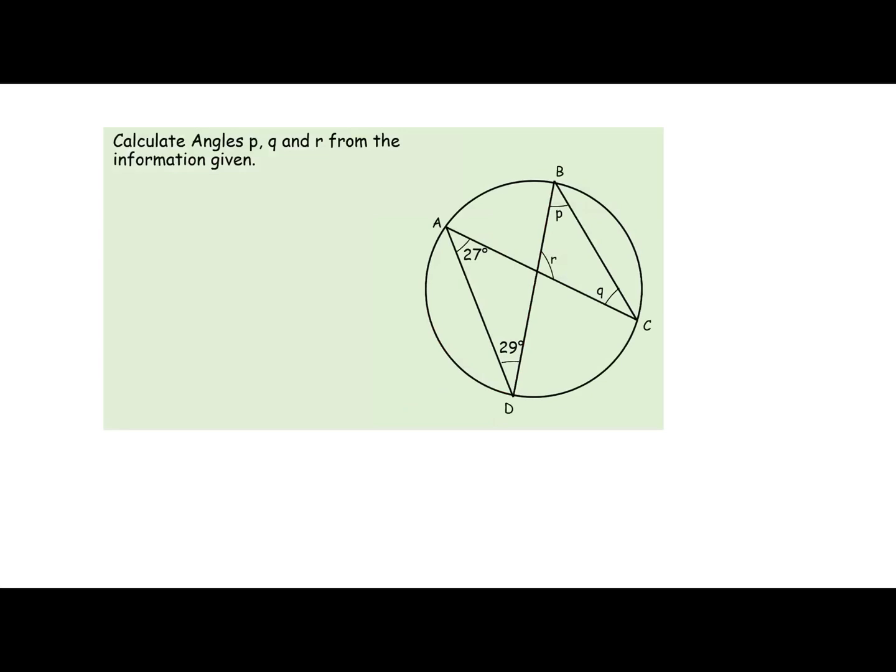That will allow us to answer a question like this. Stop the video and see if you can do it yourself. Find angle P, Q and R. Okay, P should be very easy. P is equal to 27 degrees, and give a reason: angles from same chord are equal. We always write down in brackets the reason why that is the case.